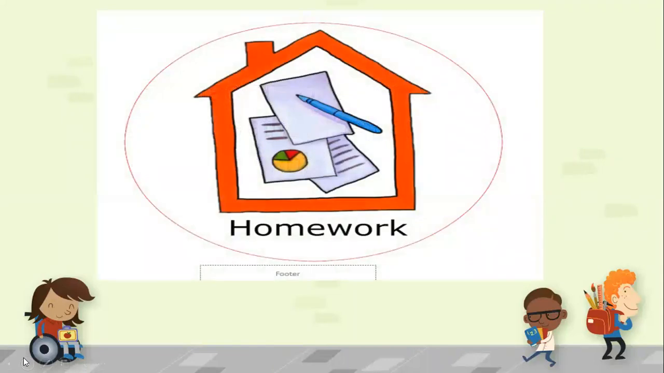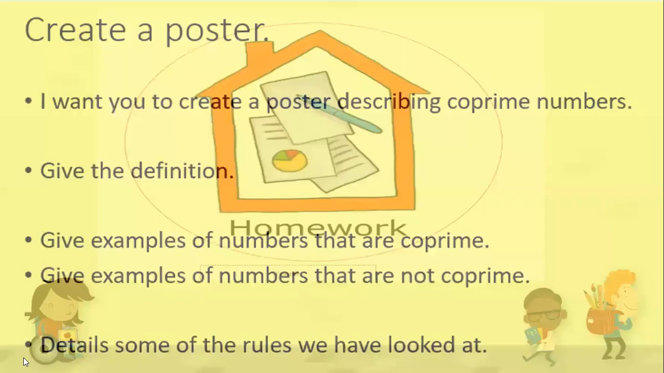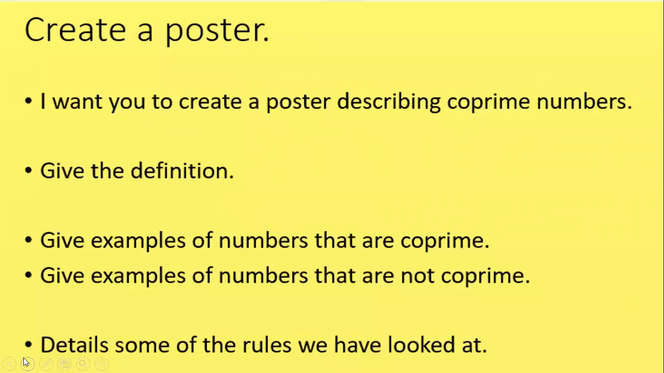Note down your homework, students. We will create a poster. I want you to create a poster describing co-prime numbers. Give the definition. Give examples of numbers that are co-prime. Give examples of numbers that are not co-prime. Detail some of the rules we have looked at.